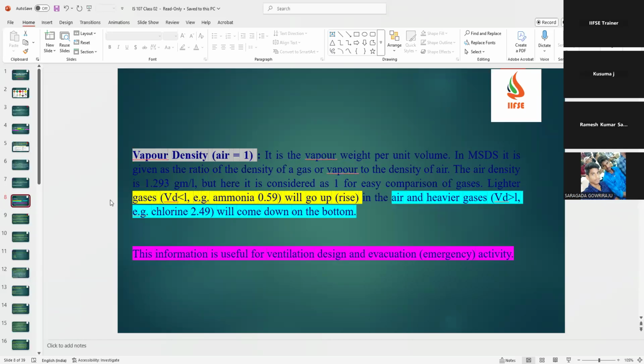Then we have seen vapor density. Vapor density we always compare with air. So whenever a chemical has a lower vapor density, it tends to rise up. Chemicals which have a higher vapor density tend to settle in negative heights. When we say negative heights, they try to settle in pits, gutters, pipelines, tunnels or any underground areas, etc. This vapor density of the chemical is useful for the design of ventilation, and also for emergency evacuation.